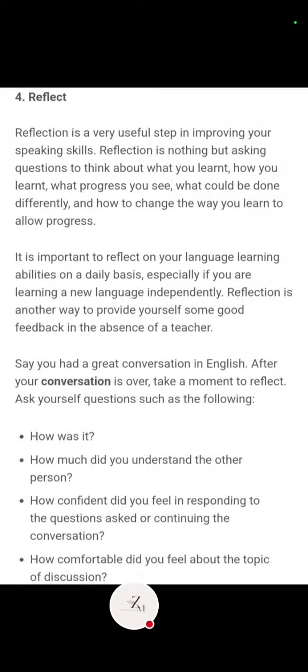Next, moving towards reflection. Once you are done with the initial steps, then you need to reflect. So what are you supposed to do? You need to have a conversation with yourself. You need to not exactly judge, you need to observe your improvement. You need to think, you need to question yourself: how was it, how much did you understand the other person? And you need to record all these things in your diary and see what was the result of the first reflection and what will be the result of the second reflection, and so on and so forth.